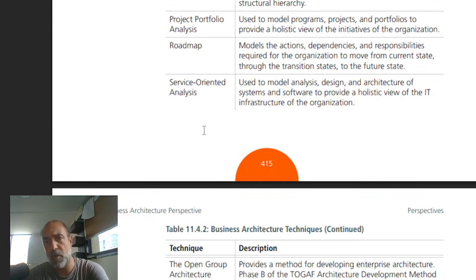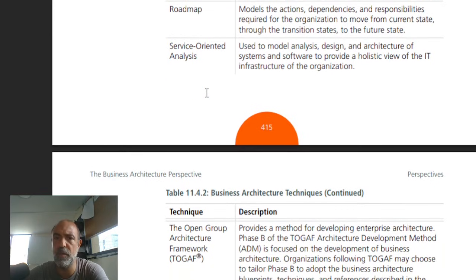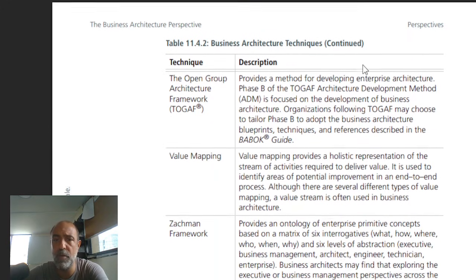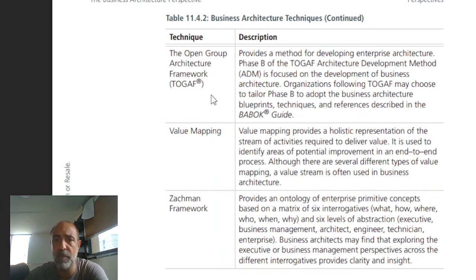There's a roadmap, models of actions, dependencies, responsibilities required of the organization to move from current state to transition states and future states. Service-oriented analysis, used to model analysis, design and architecture of systems to provide a holistic view of the IT infrastructure. The Open Group Architecture Framework, TOGAF.